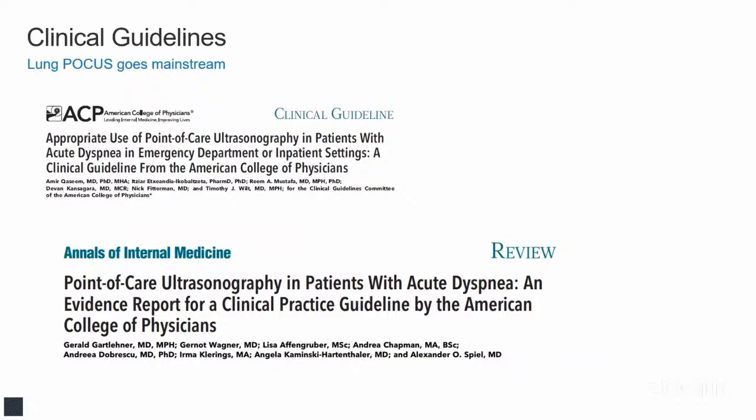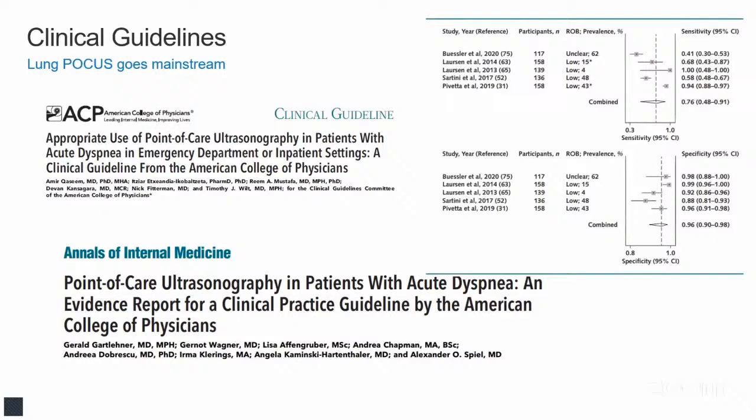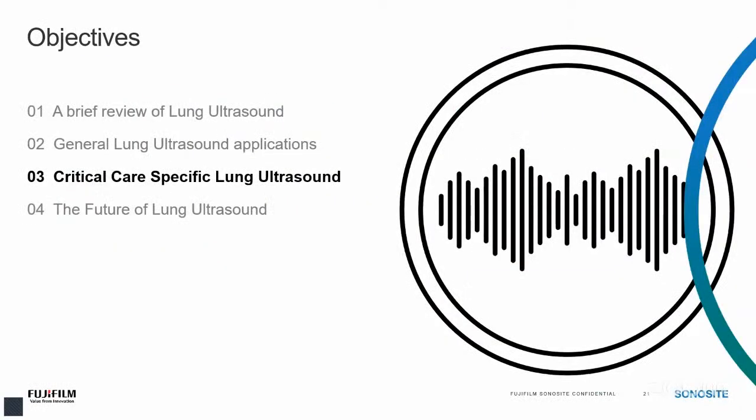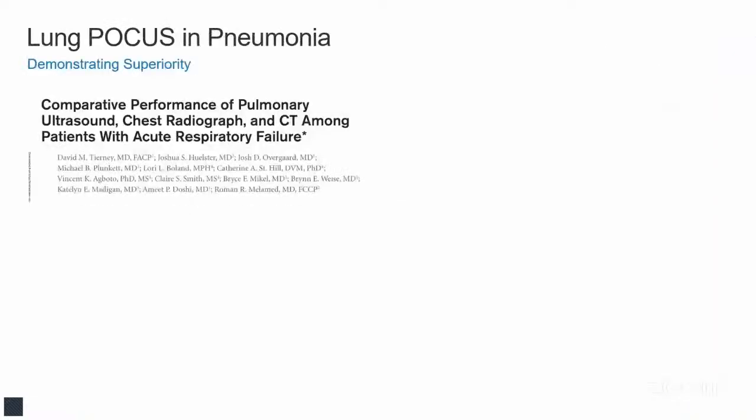This collection of research got to the point where the American College of Physicians did a review of all the evidence and put appropriate use of POCUS for patients with acute respiratory failure in their recommended guidelines. And you can see that they were able to say POCUS augments our clinical ability, adds to physical exam and history. So that's more generally how we use lung ultrasound, but I want to talk about my favorite area, which is the ICU. So how do we use this in patients who are critically ill?